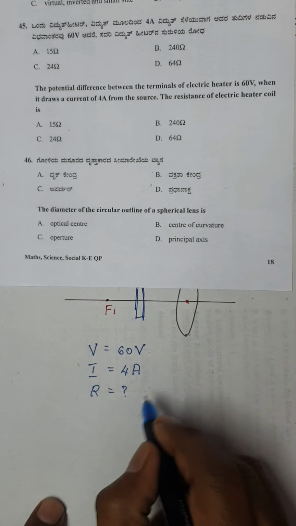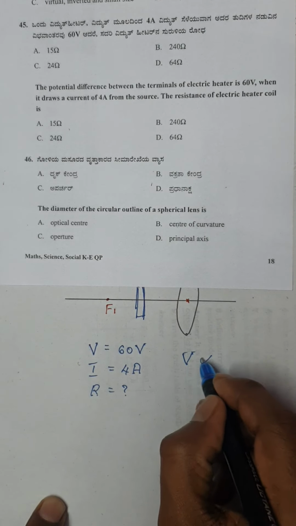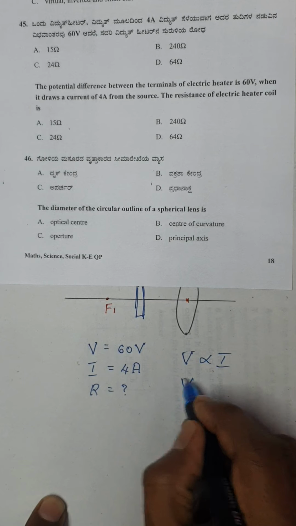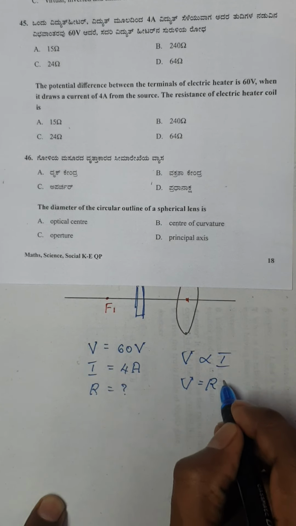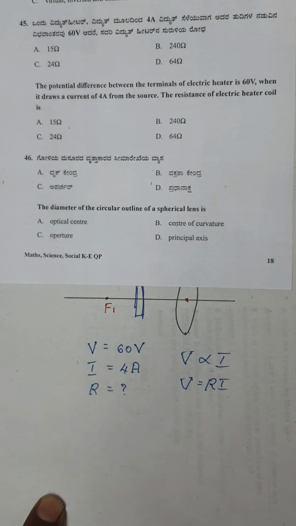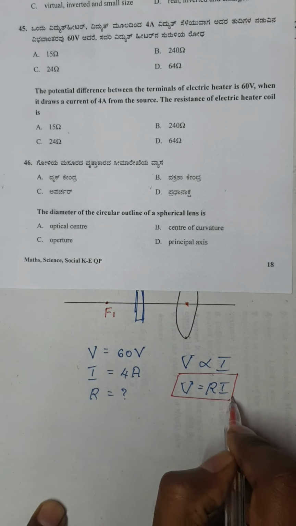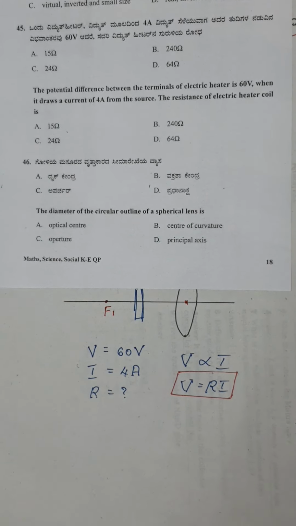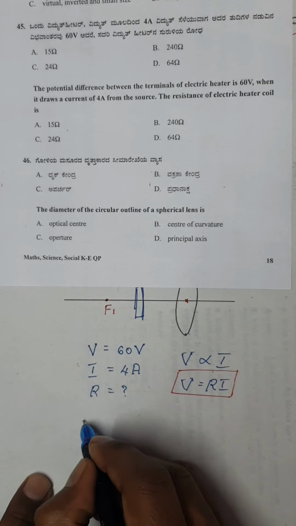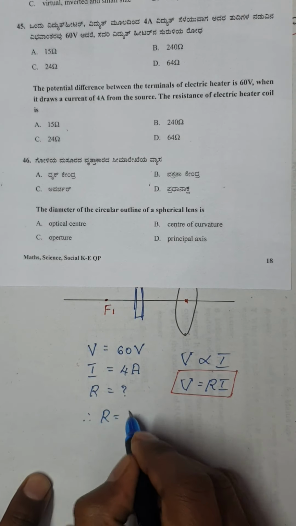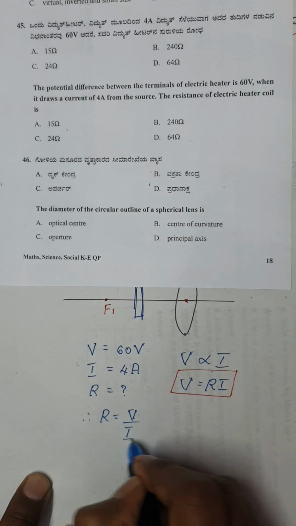We all know Ohm's law states that V is proportional to I, or we write it as V is equal to I into R, or R into I, isn't it? So this is the formula using Ohm's law. Now we are going to use this and find the value of the resistance. Therefore, from this the value of R would be V divided by I.